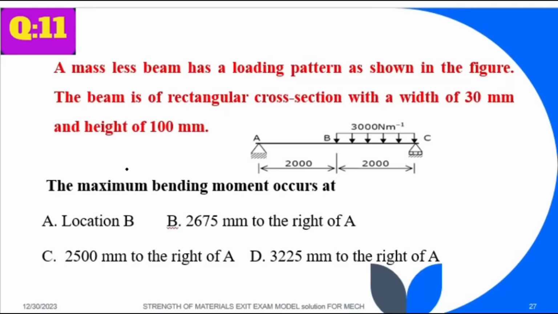In this figure, at point C there is a hinged support, and at point A there is a fixed support. We are asked to calculate the point where the maximum bending moment occurs. Does it occur at A, B, 2675 mm to the right of A, C, 2500 mm to the right of A, or D, 3225 mm to the right of A? At which point does the maximum bending moment occur?